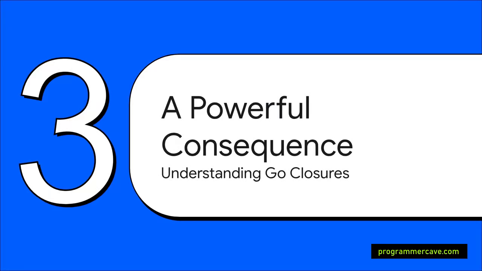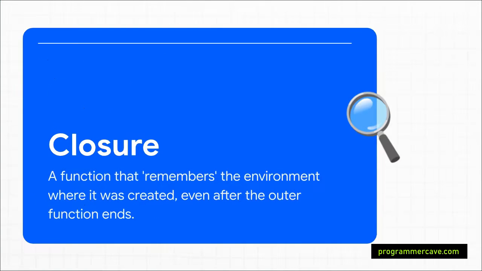All right, section 3. Because we can treat functions like values, we get this amazing side effect, a really powerful consequence called a closure. This is seriously cool stuff. Okay, so what on earth is a closure? It's basically a function with a memory. It remembers the variables in the environment from where it was born, even long after its parent function has finished running. It kind of closes over those variables, hence the name.